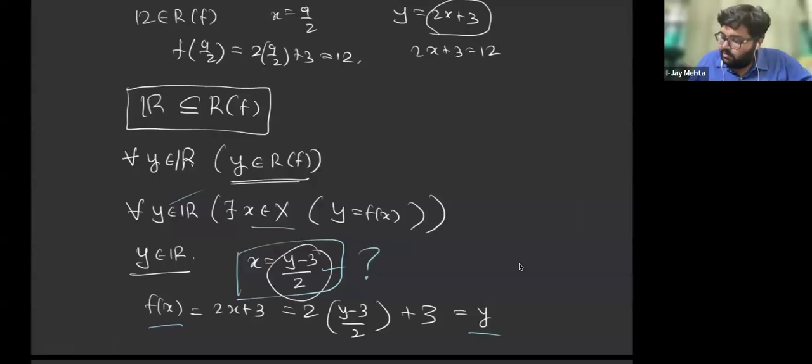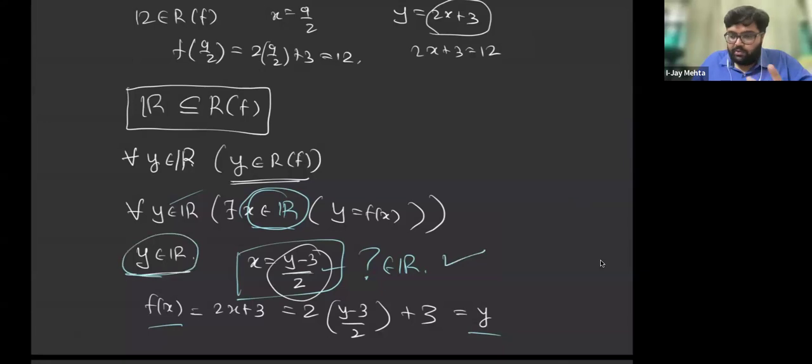Yes, very good. See, this is important, not just x. What is our x? x is actually a real number. So we have to check whether this x is in the domain. What is our domain? R. Does it belong to R? Is it a real number? If y is a real number, is y minus 3 by 2 a real number? y is a real number. y minus 3 is a real number, and y minus 3 by 2 is also a real number. So we have to check two things.